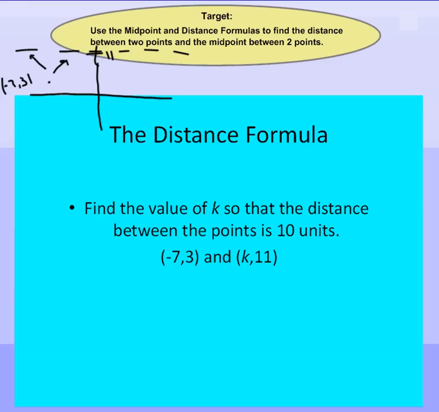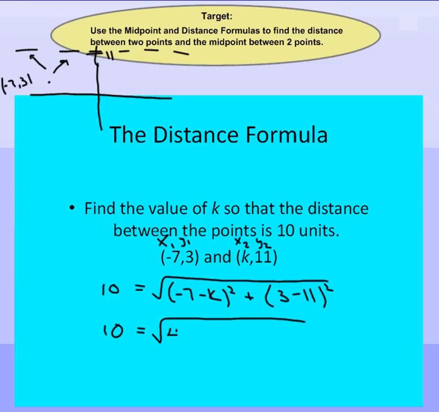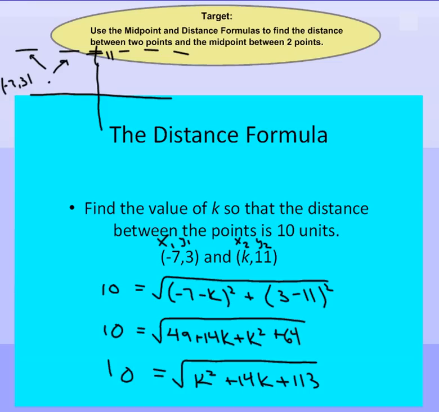First off, like always, I'm going to identify one point as point 1 and point 2. And next, I'm going to use my distance formula and plug in the values. The distance is 10. Now I'm going to simplify the resulting equation so that I can solve for k. We cannot simplify this radical, so we have to square both sides and create a quadratic equation.